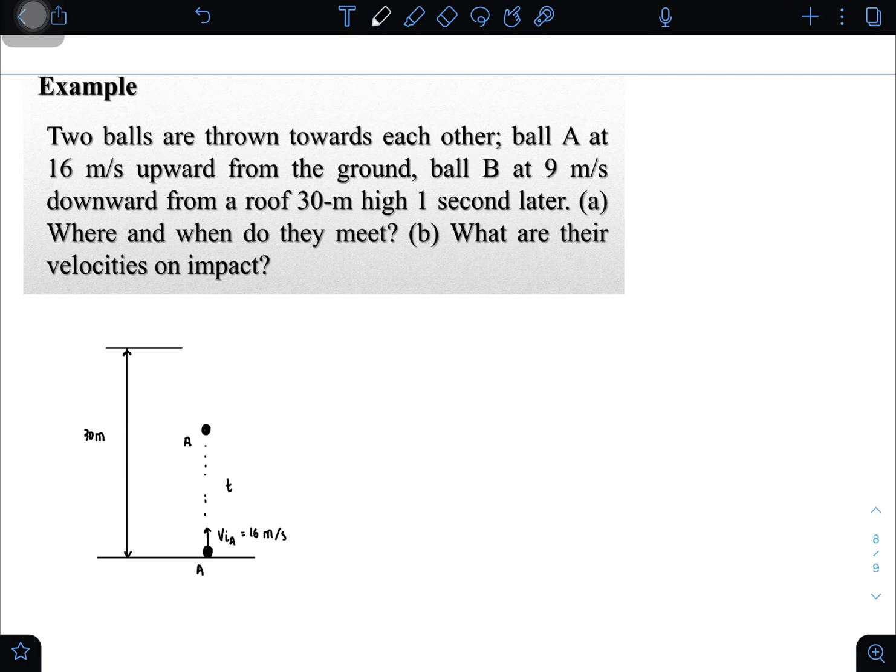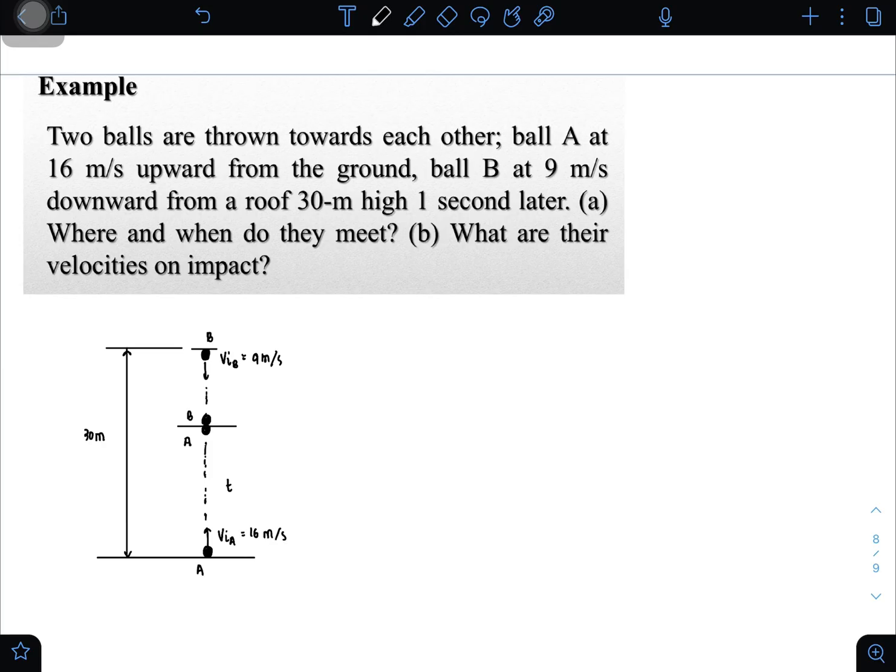Then after 1 second during this travel, the second ball from this height is also thrown. Let's call this ball B. It's being thrown with an initial velocity equal to 9 meters per second, and it reaches here. So that is our point, our ball B. So this is the point of their meeting.